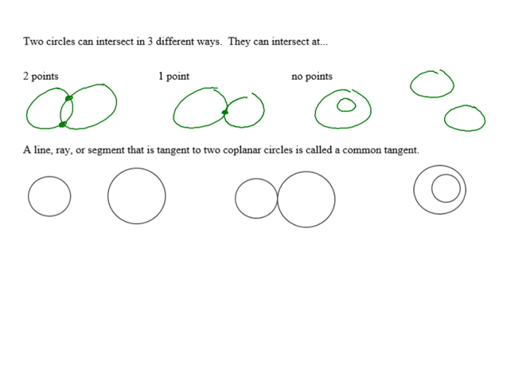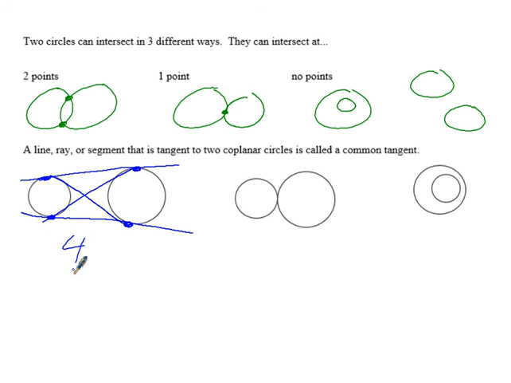A line, ray, or segment that is tangent to 2 coplanar circles is called a common tangent. So that means if I draw a line and it touches one circle and another circle at exactly 1 point each, I can say that that is a common tangent. And so when I have 2 circles that are far away from each other that aren't intersecting, I can draw 4 common tangents.